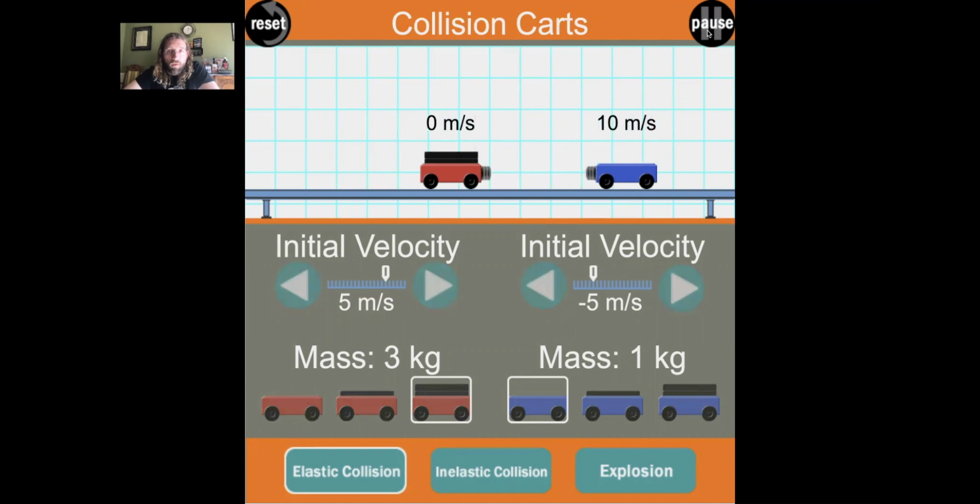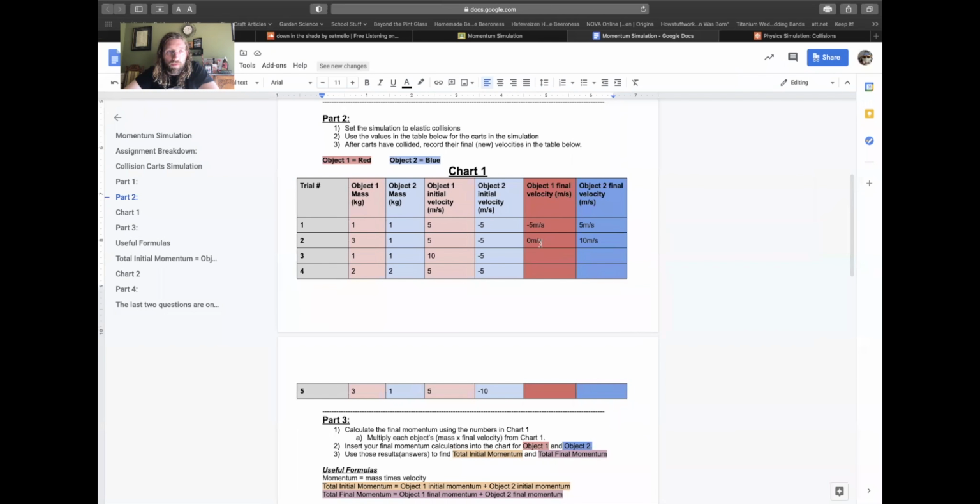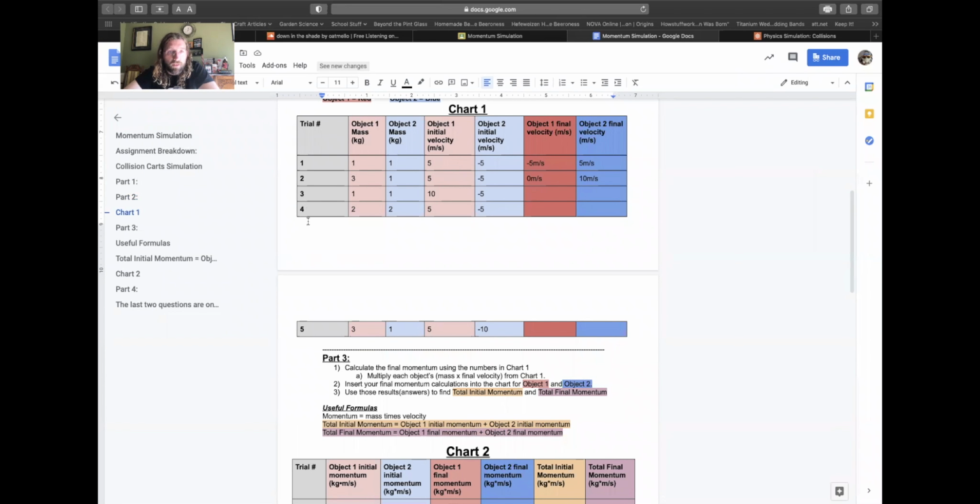They collide. Whoa, something different happened this time. Instead of it being 5 and -5, it went to 0 and 10. So the blue cart apparently acquired all of that momentum that was in the red cart, and it was transferred over to here. So let's go ahead and write those numbers down. Boom, 0 and 10. You'll do this for the next 3 trials. So I just gave you the first 2 right off the bat.